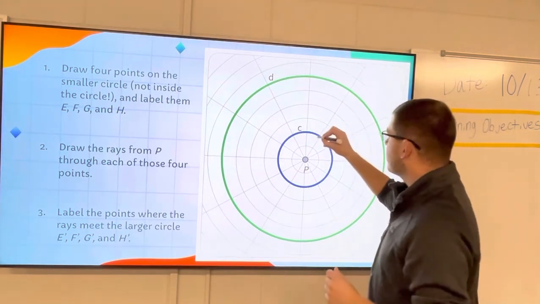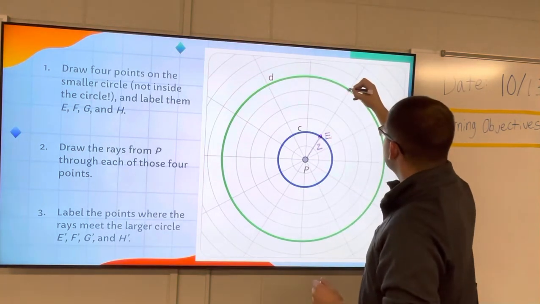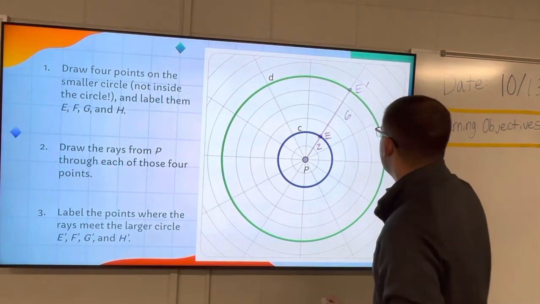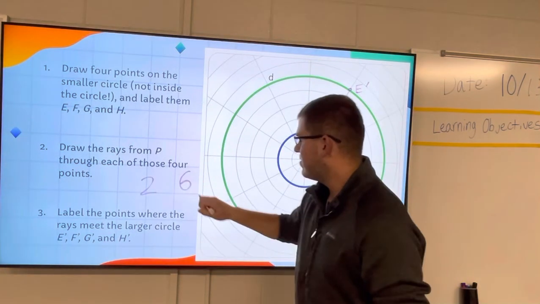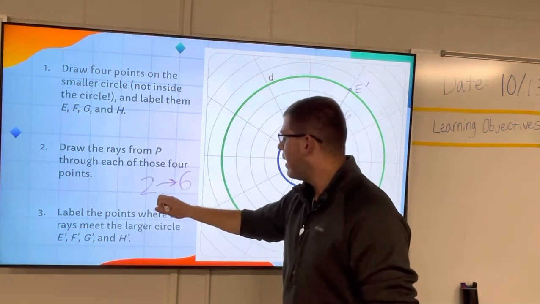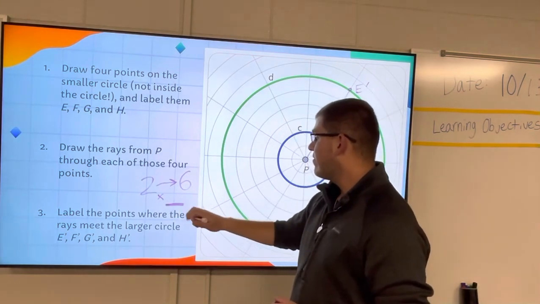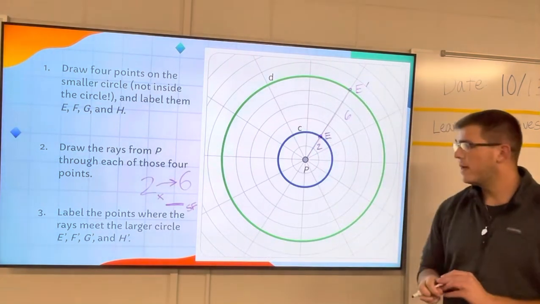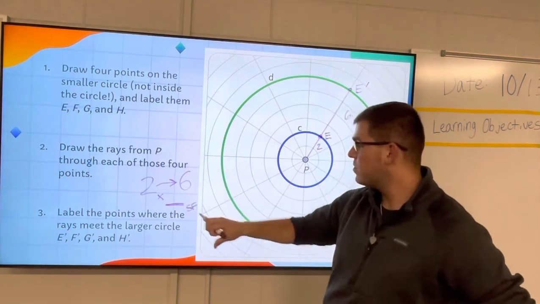So here's my E. It's 2 units from the center of dilation. Here's my point E prime. It is 6 units from the center of dilation. So my 2 numbers that I'm comparing here are 2 and 6. How do I get from 2 to 6 by multiplying? Whatever number that gives you, that's going to be your scale factor. So in this case, 2 times blank equals 6.